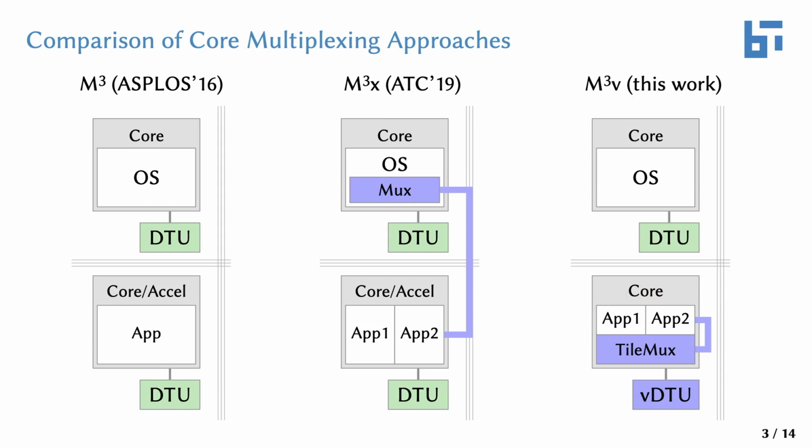And this is why in this work we show a new approach to multiplex general purpose cores by adding a core local multiplexer into every tile, the so-called tile mux, that is multiplexing this tile among multiple applications. And most importantly, we virtualize the DTU to make that efficient and secure.